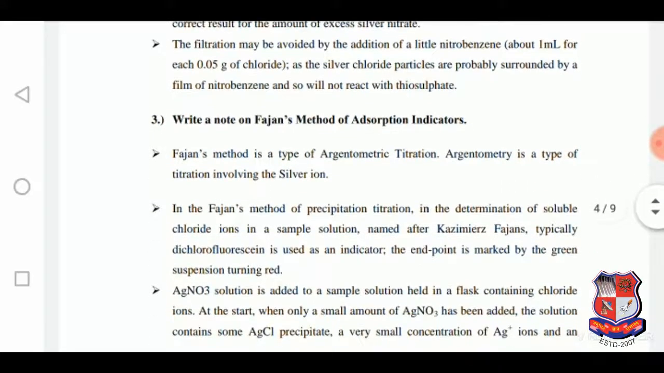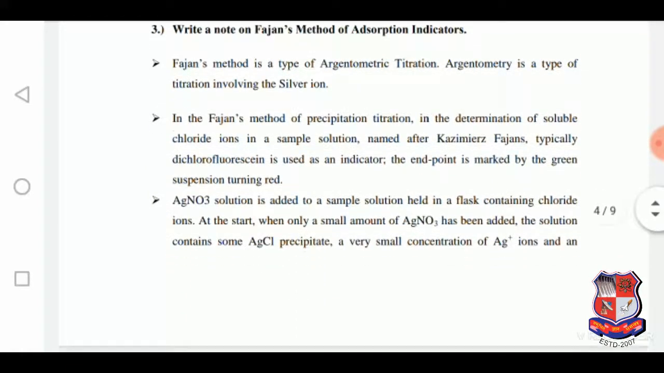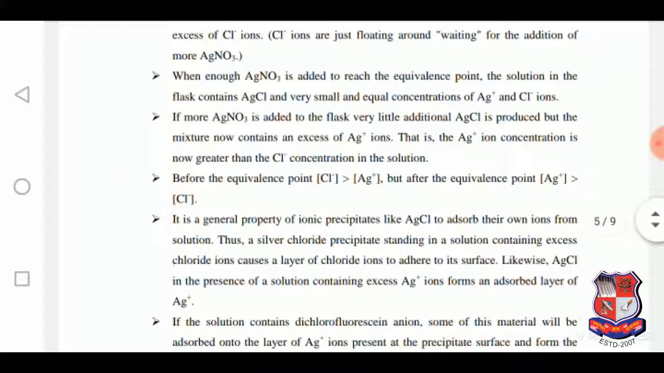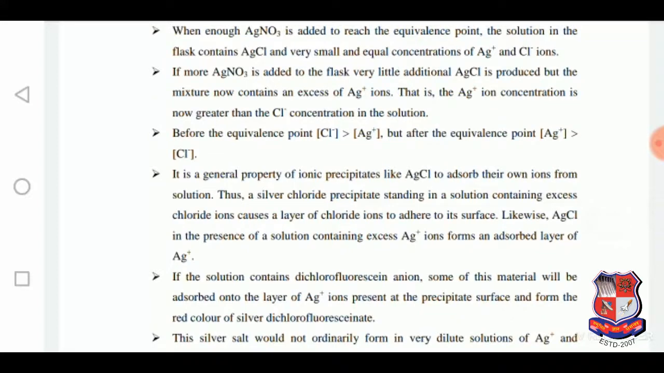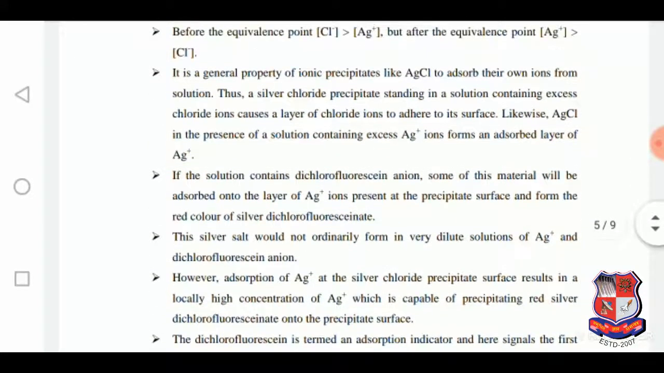Write a note on Fajans method of adsorption indicator. This is a type of argentometric titration, and how it takes place is given here. Before the equivalence point, the chloride ion concentration is greater than the silver ion concentration, but after the equivalence point, the silver ion concentration is greater than the chloride ion concentration. This relies on the property of ionic precipitates like AgCl to adsorb their own ions from the solution.